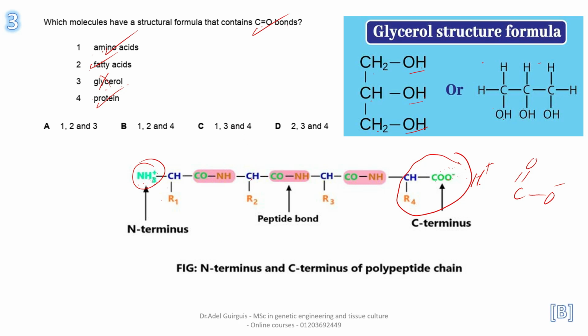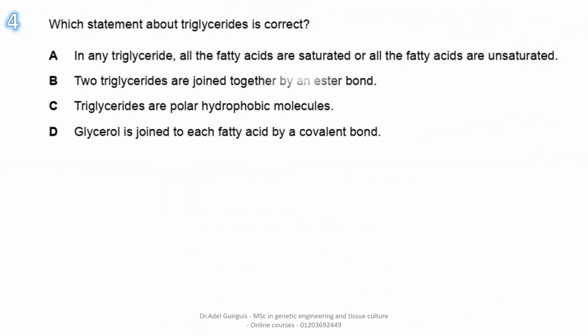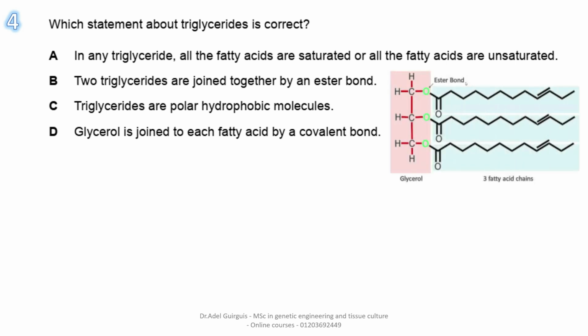Number 4. Which statement about triglycerides is correct? A, B, C, or D? Firstly, triglyceride is the main component of oil and fat. It is formed from a glycerol molecule and 3 fatty acids, like this structure. This is a molecule of triglyceride.